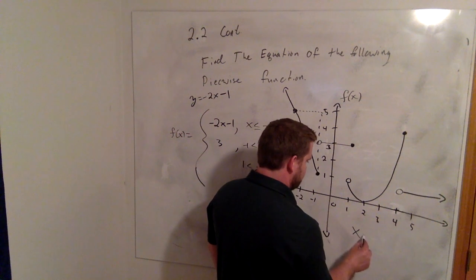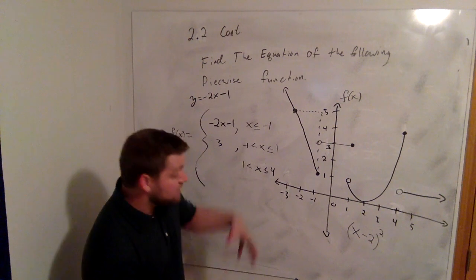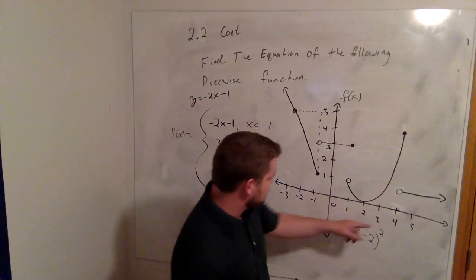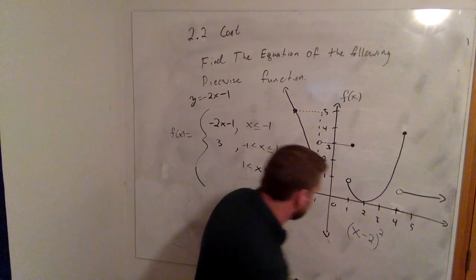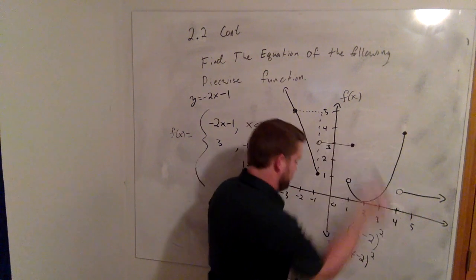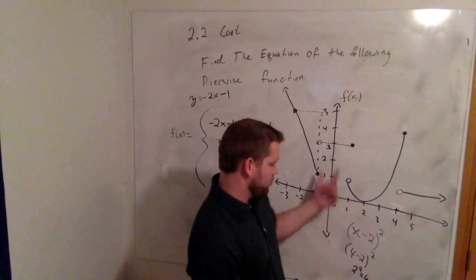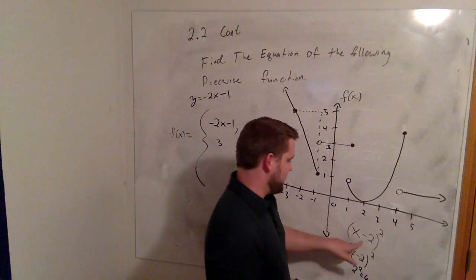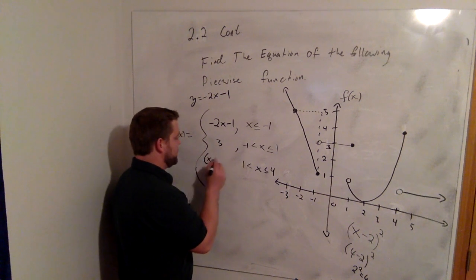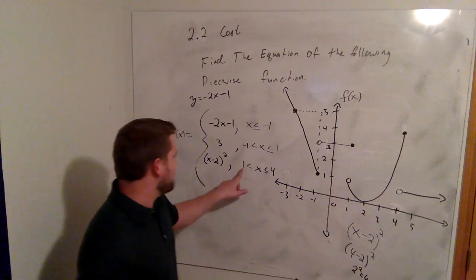I'm shifting to the right 2 units, so x minus 2 quantity squared. Now it could be a vertically stretched version. Now we could check this. So if I plug in 4, for example, just to check, 4 minus 2 squared, I better get an output of 4. 4 minus 2 is 2, 2 squared, we get 4. So I would agree that the shape of this graph here is x minus 2 quantity squared. So we'll have x minus 2 quantity squared if x is between 1 and 4, not including 1 and including 4.